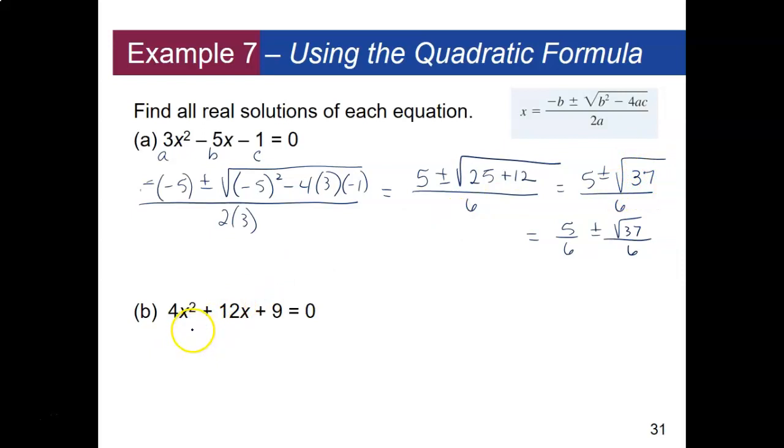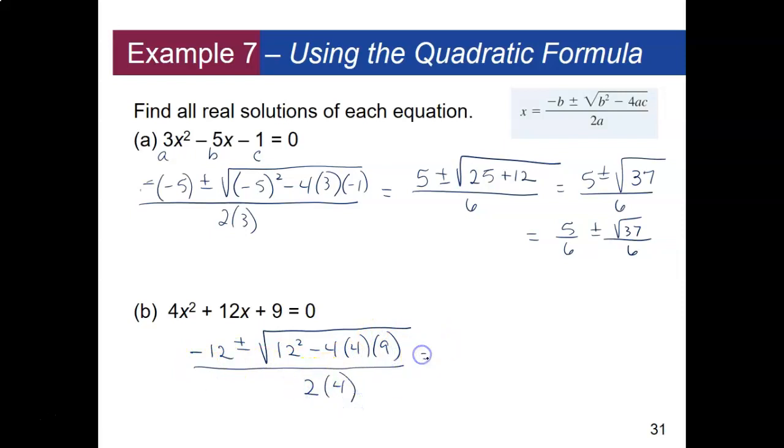Okay, if we look at this one here and we go through and do this one, we're going to have negative b plus or minus the square root of b squared minus 4 times a times c. All that is over 2 times a.